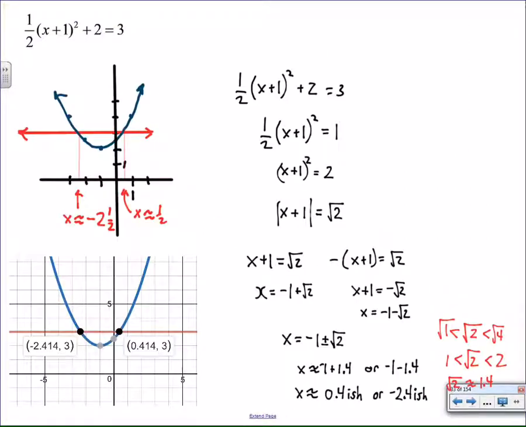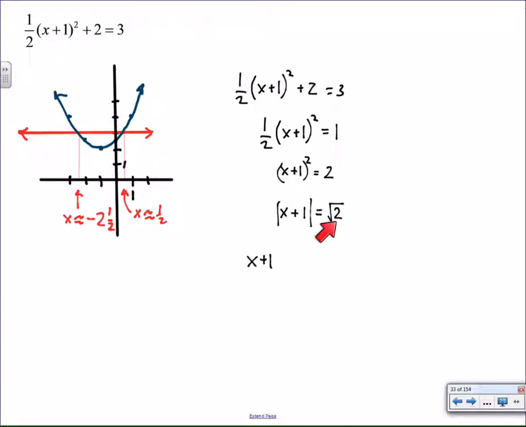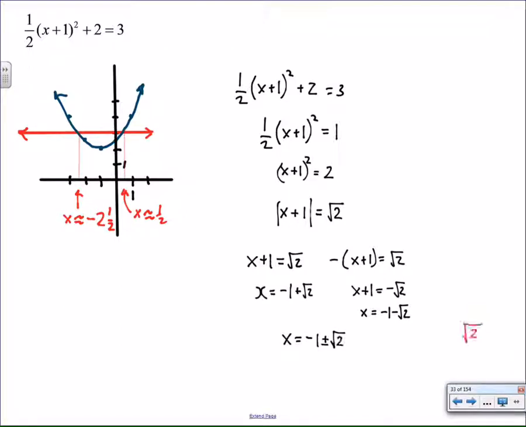And really quickly, let's look at another example. Once again, I'm going to graze over the graphing part. This is a graph representing the two solutions I should anticipate. As for the algebra, we undo everything in order. And here, once again, we have a square root of 2. Leave it alone until the very end, so that you can express your solutions in exact form: -1 plus the square root of 2 or -1 minus the square root of 2.